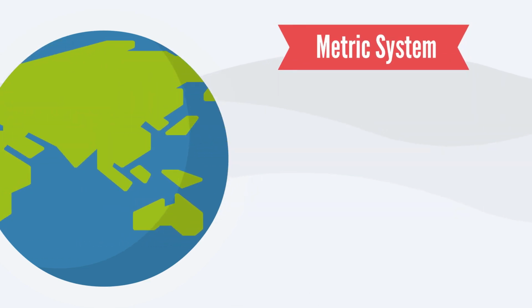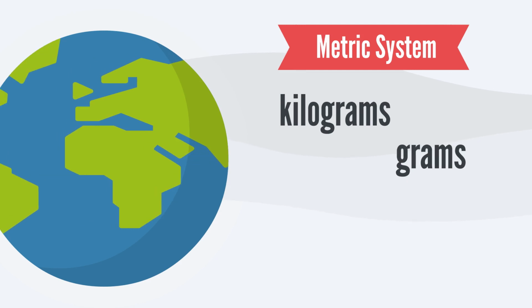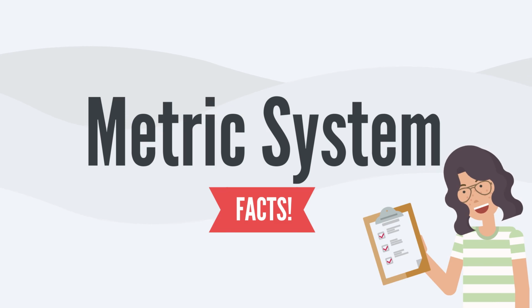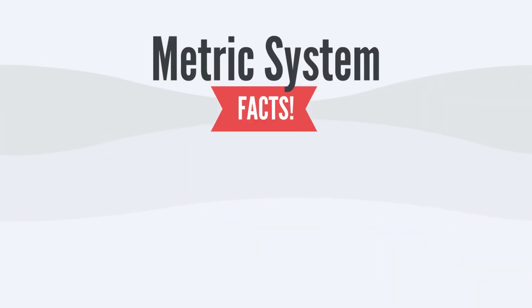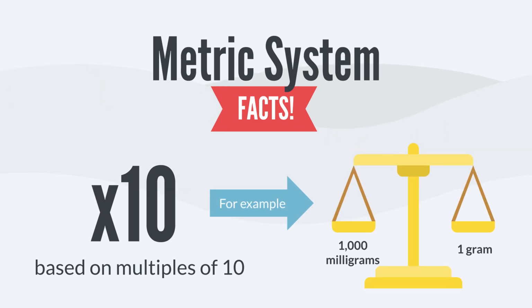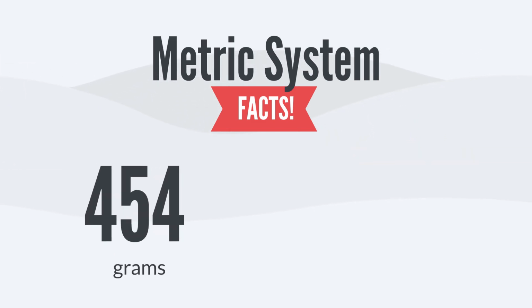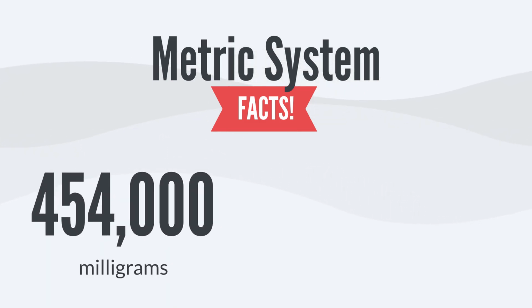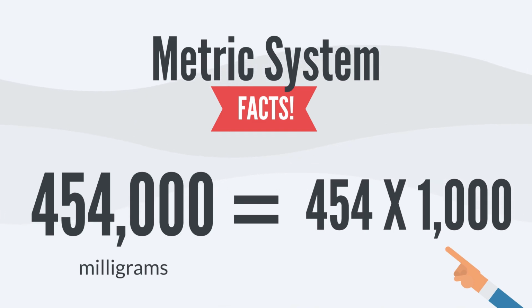Another system of measurement used in much of the world is the metric system, which uses kilograms, grams, centigrams, and milligrams. Metric system facts. The metric system is based on multiples of 10. For example, there are 1,000 milligrams in a gram. There are 454 grams in a pound. So that means there are 454,000 milligrams in a pound because 454 times 1,000 equals 454,000.